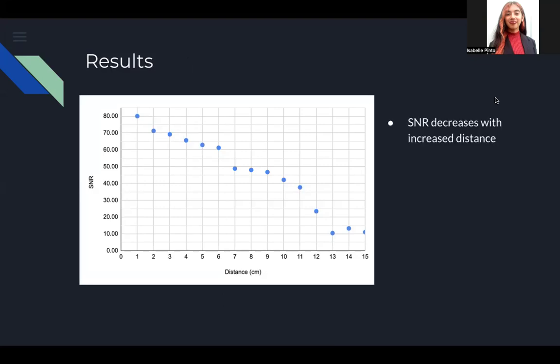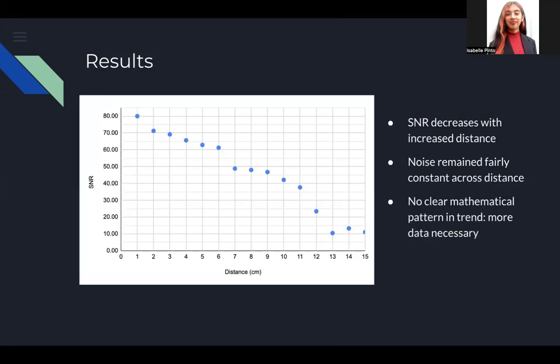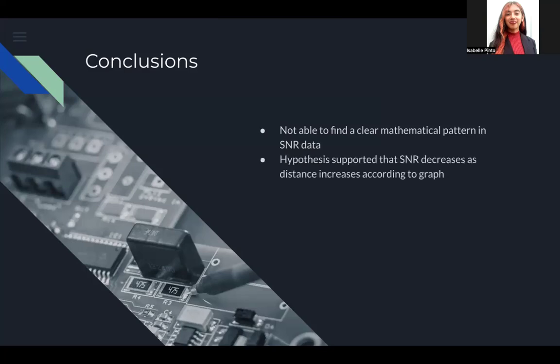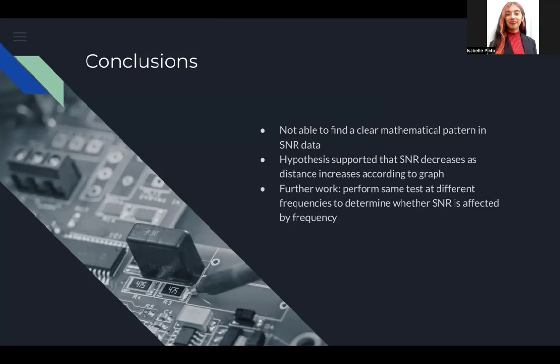Finally, we find these results. We see that signal to noise ratio decreases with an increase in distance. I noticed that noise remained fairly constant across distance and found no clear mathematical patterns in the trend, so more data is likely necessary for higher fidelity results. In conclusion, there was no clear mathematical pattern in the signal-to-noise ratio data, and our hypothesis was supported that the signal-to-noise ratio decreases as distance increases according to the graph.